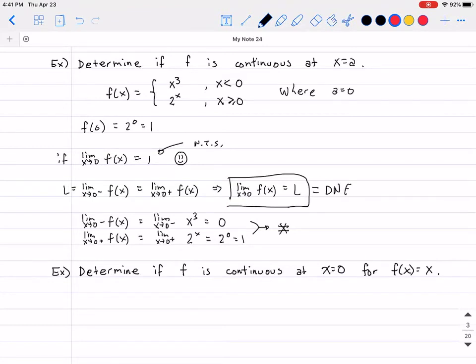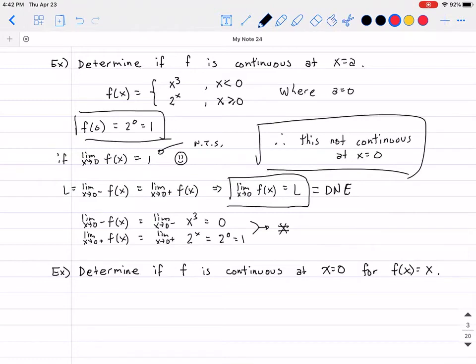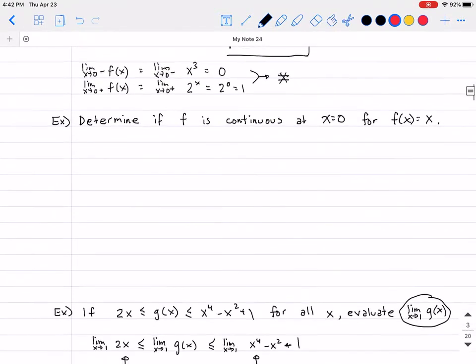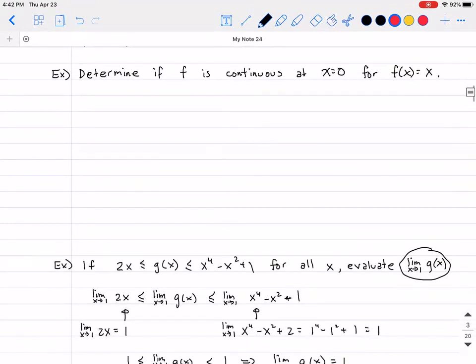So the limit as x approaches 0 of f of x does not exist. And that is a problem because remember, when I plug in f of 0, that's equal to 1. So therefore, in the very end, this is not continuous at x equals 0. Okay? All right. Let's now try to do that for the following equation.